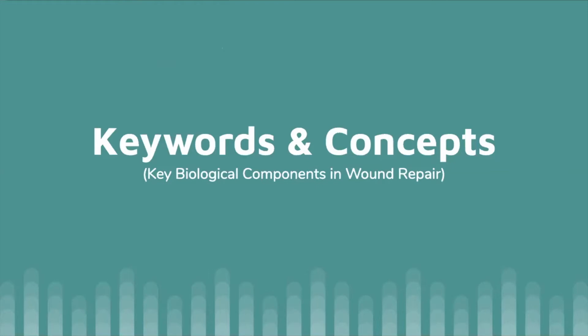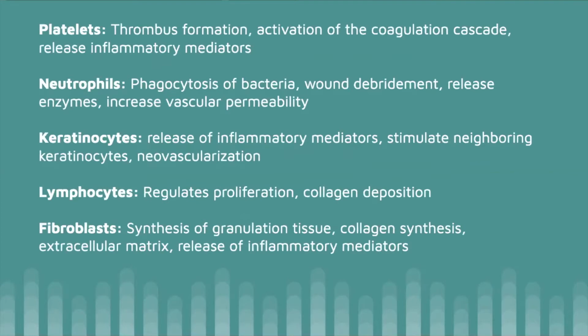And now some keywords and concepts to help us understand the key biological components in wound repair. First, we have the platelets, which are responsible for the formation of the thrombus, activation of the coagulation cascade, and release of inflammatory mediators. We also have neutrophils, which are responsible for the phagocytosis of bacteria, wound debridement, release enzymes, and they increase vascular permeability. We have the keratinocytes, which release inflammatory mediators, stimulate neighboring keratinocytes to do the same, and are responsible for neovascularization, which is the formation of new blood vessels.